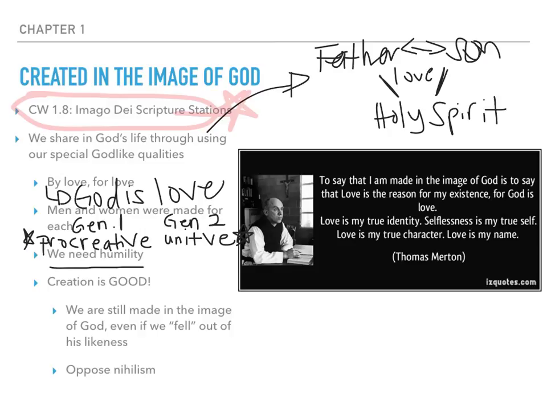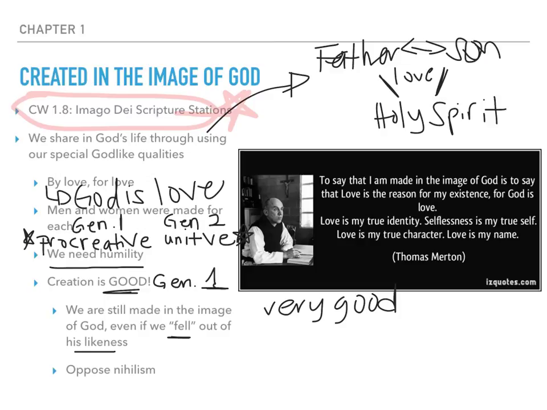Also, over and over in Genesis 1, it says that the creation is good. And then at the very end, when human beings were created, it says that we were very good. So Catholics understand that ultimately creation is good, we were created to be good, but we fell out of God's likeness. So we're still created in the image of God, but we don't always act like it, do we? So Catholics have a very high value of humanity and our place in creation.